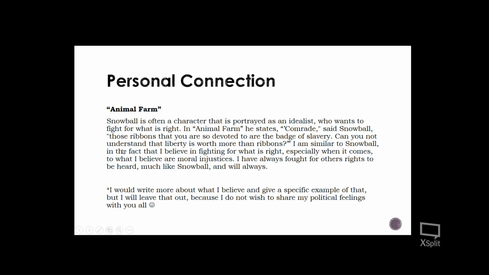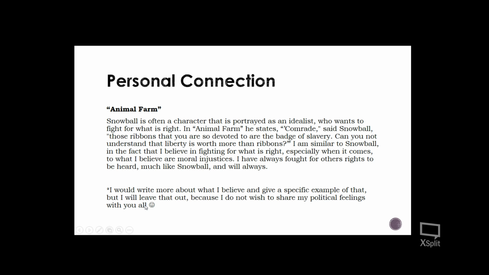Now, here is one from Animal Farm. Snowball is often a character that is portrayed as an idealist who wants to fight for what is right. In Animal Farm, he states, "Comrade," says Snowball, "those ribbons that you are so devoted to are the badge of slavery. Can you not understand that liberty is worth more than ribbons?" I am similar to Snowball in the fact that I believe in fighting for what's right, especially when it comes to what I believe are moral injustices. I've always fought for others' rights to be heard, much like Snowball, and will always.